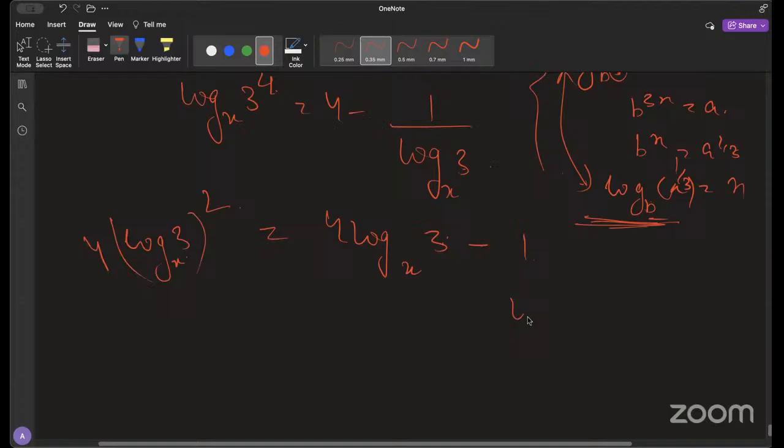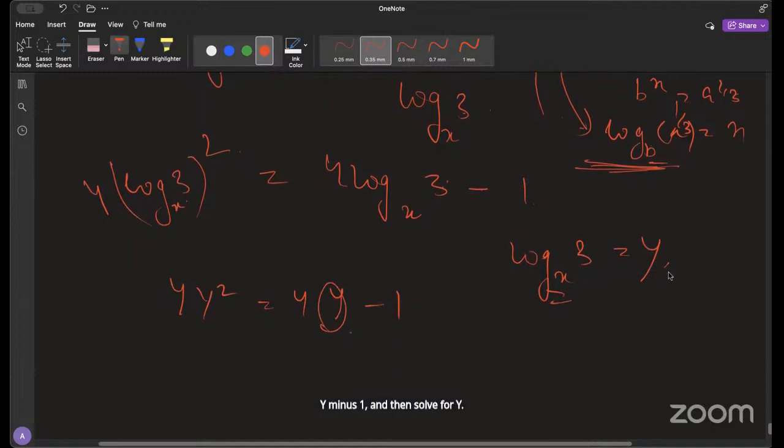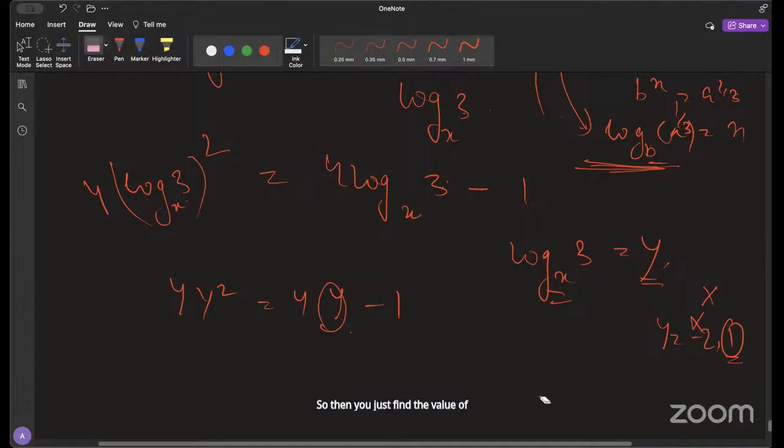What you can do is substitute log base 3 of x as y. This will be 4y square is equal to 4y minus 1. And then solve for y. Let's say you get the value of y here, put it here. If it's a negative value, then discard that one. If y is, say, minus 2 and 1, consider only 1. Minus 2 is to be discarded because log cannot have a negative value. Then you just find the value of x in terms of y, because you already know y.